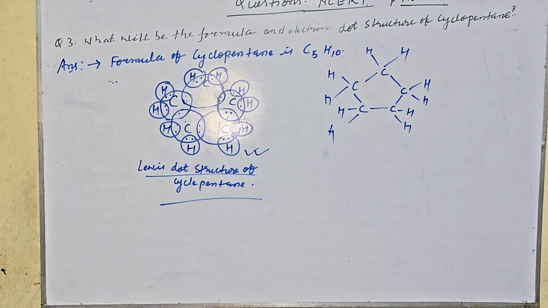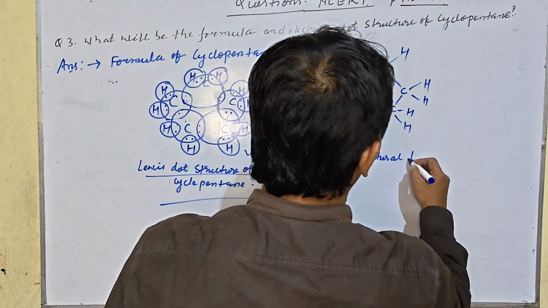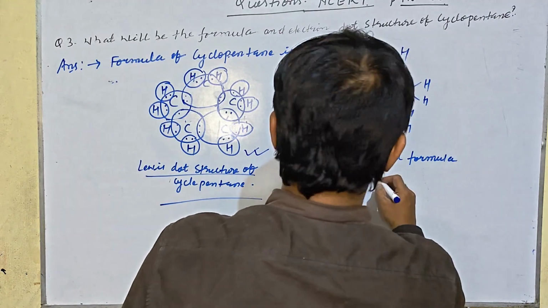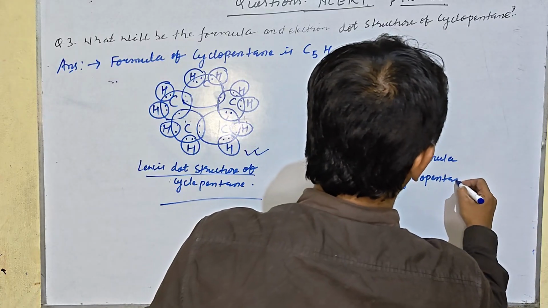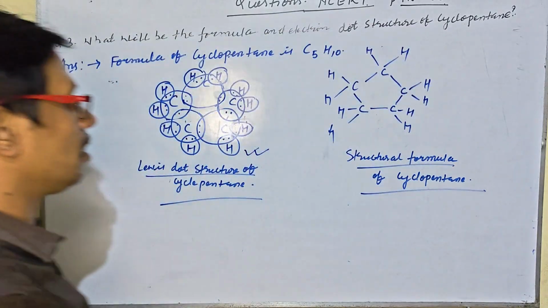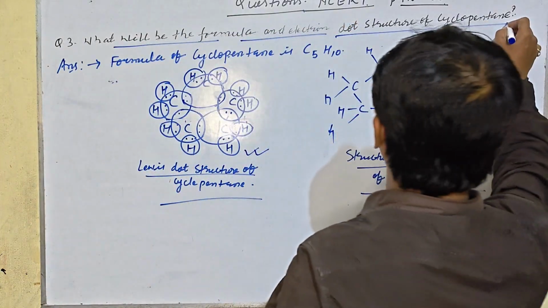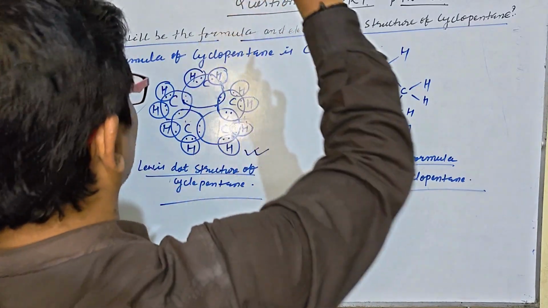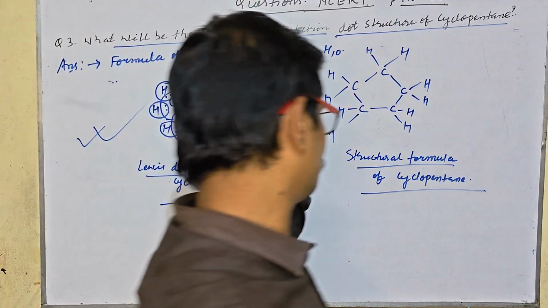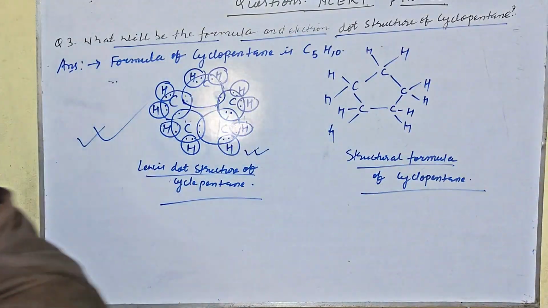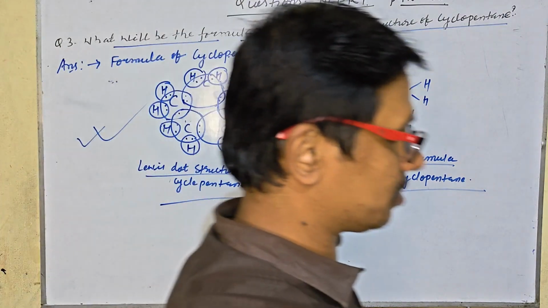100 out of 100. So if you draw the structure formula as well, the examiner will see that you are knowledgeable and have knowledge of how to draw the formula of cyclopentane. The question is asking what will be the formula and electron dot structure of cyclopentane. So this is the electron dot structure of cyclopentane and this is the structure formula of cyclopentane. The structure formula of cyclopentane is like this.